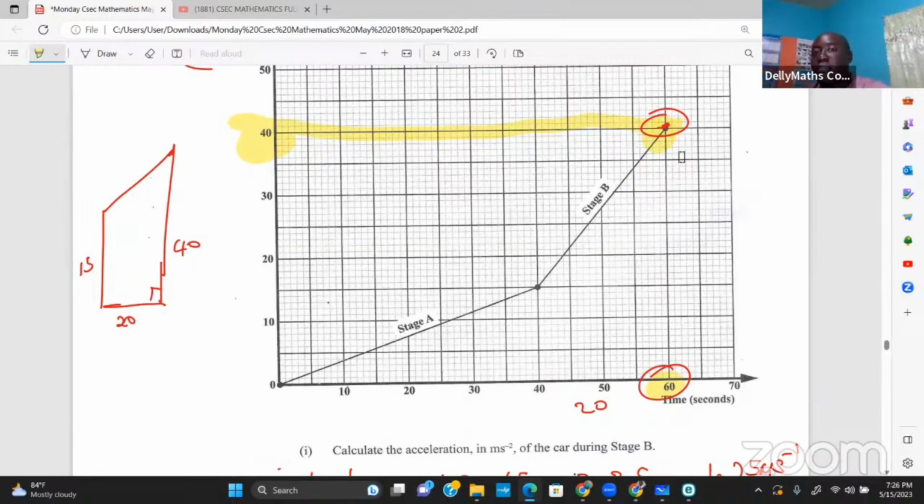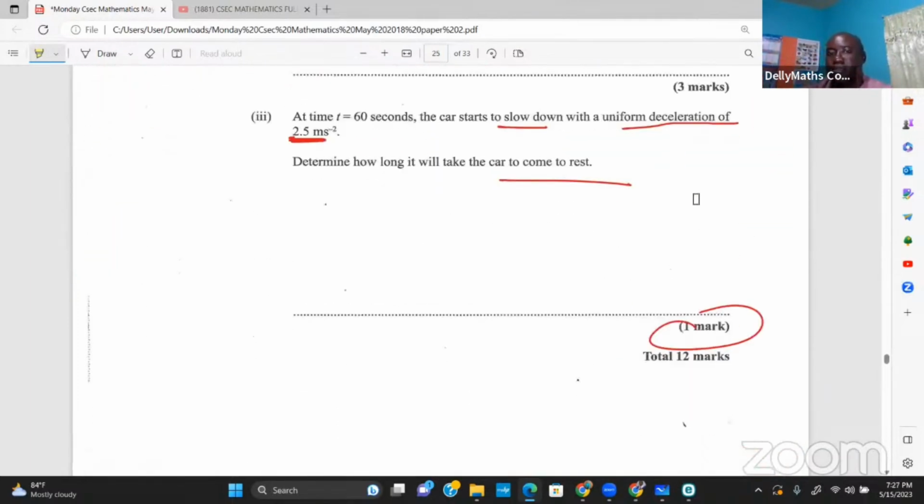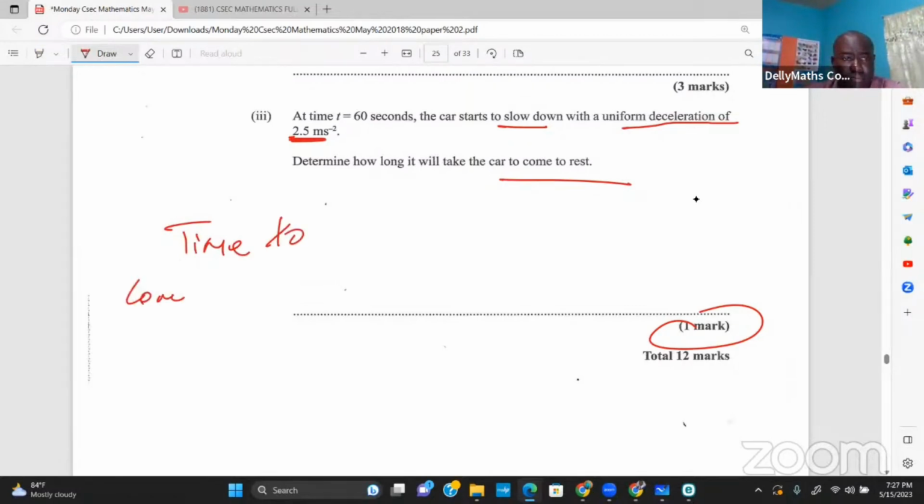You could simply think about it and you get the answer. Watch this, the time for it to come to rest. How long does it take the car to come to rest? 40, if you divide this by 2.5, you know what that's going to give you? Think about that. It's going to say 16 seconds.